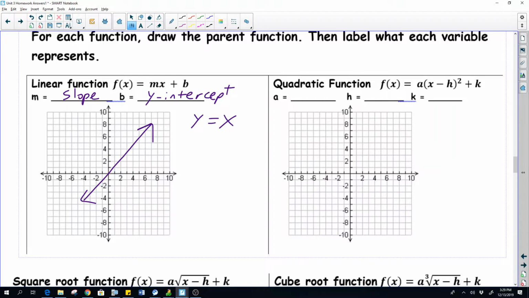That's called the vertex. And so a would be our slope. h would be the x value of our vertex, right? And then k would be the y value of our vertex. And so, for example, let's say that a is 1, h is maybe 2, and k is 3. So this is just an example.